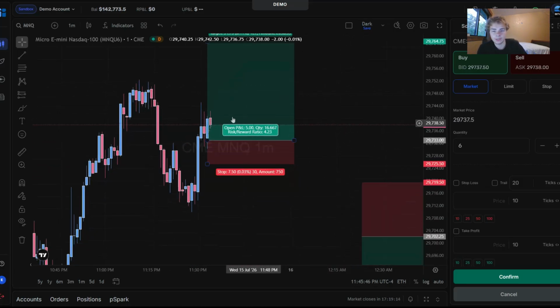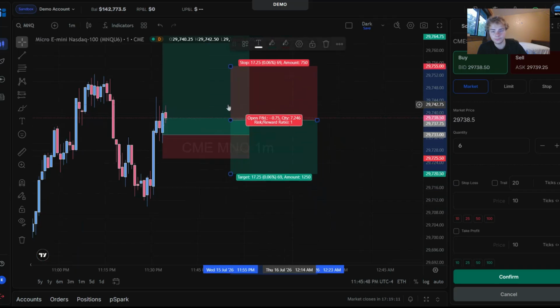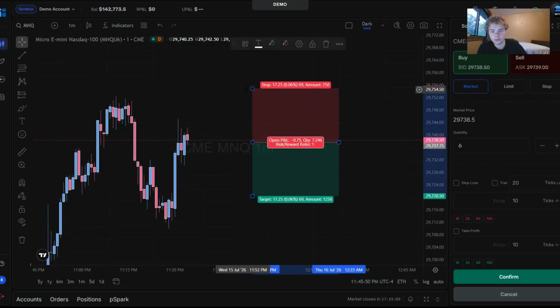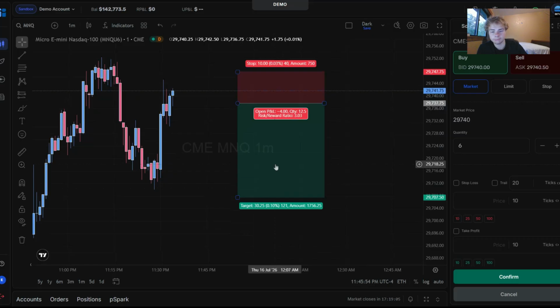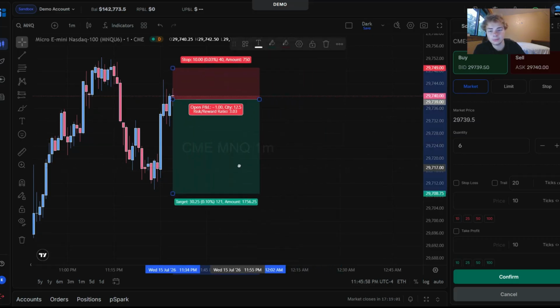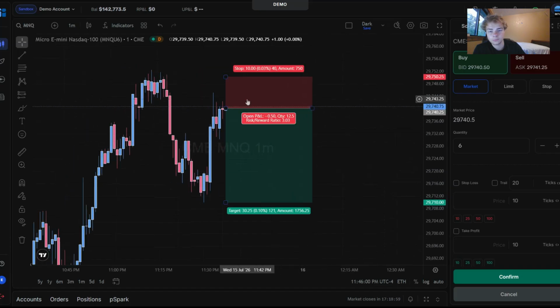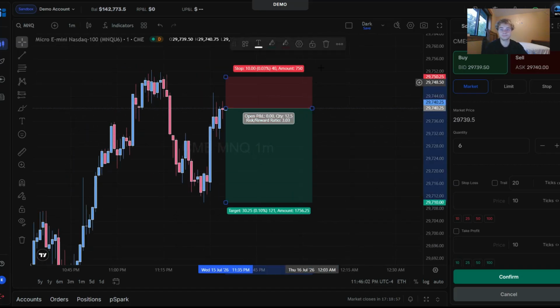But yeah, there's long position and same thing with short position. This is my risk. This is my reward. Here's the risk reward ratio. It is 1 to 3. So that's helpful.